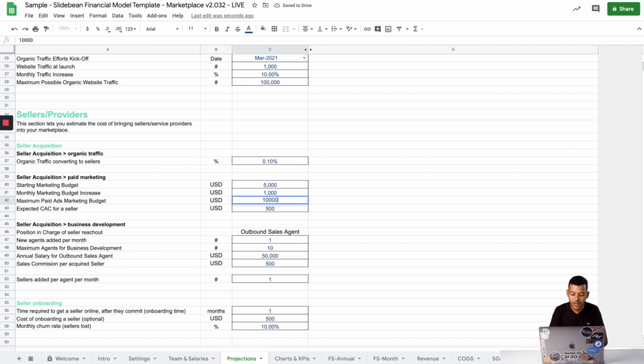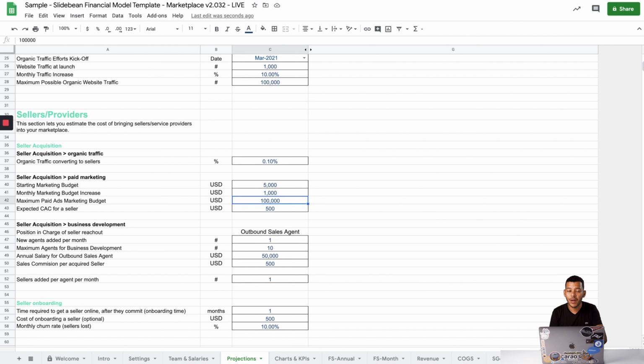So this is going to determine how many people you drive into the platform to sell. The expected cost of acquisition for a seller, that's the cost of acquisition for a seller. So, at 500, that means that you'll be bringing 10 sellers the first month, and that's going to be increasing by 2 sellers every month thereafter.